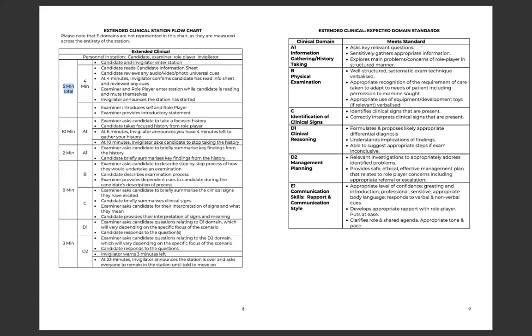So there is only 4 minute time to read the sheet and to hear any audio, watch the video or see the photo. Examiner and role player enter station while candidate is reading and mute themselves. So they will enter the station, both examiner and role player. Invigilator announces the station has started. And in this time, the examiner introduces himself and the role player. Examiner provides introductory statement to you.